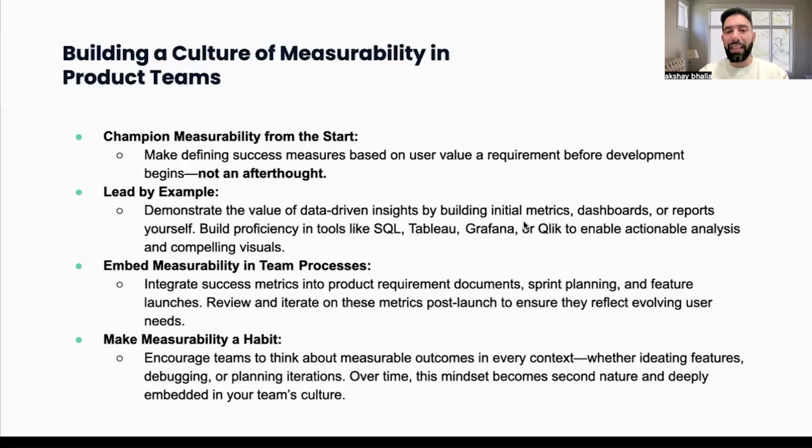Finally, you need to recognize that this is a long-term shift in the mindset, and building the culture of measurability takes time. Initially, it might feel like an extra effort, but over a period, it'll become second nature for the team to consider metrics in every context. Whether they're debugging a system, shipping a feature, planning a roadmap, doing prioritization, everything will become data driven over the period. Ultimately, this culture of measurability aligns your entire team around the same goal. It becomes a thread that really connects every decision to clear and measurable outcomes.